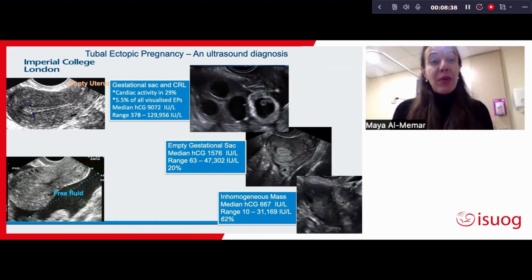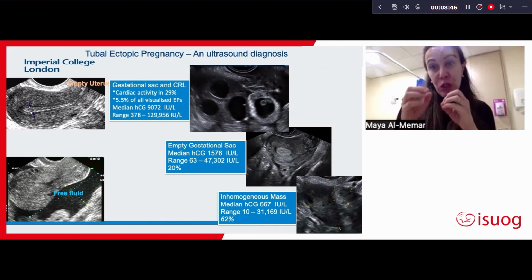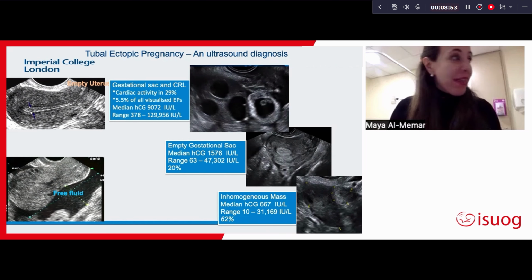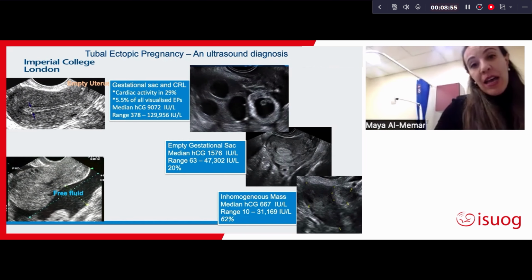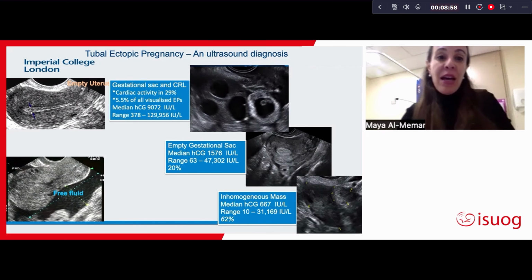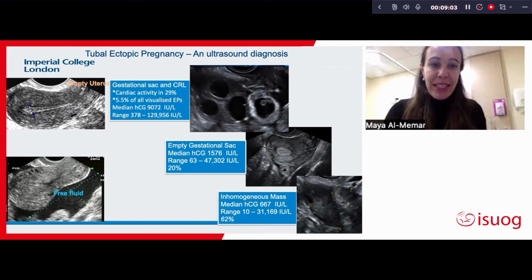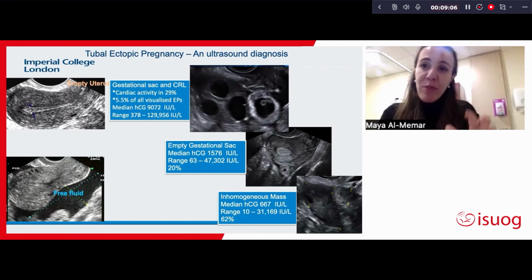Well, what we know is that we often see an empty uterus. The only exception to this is a heterotopic pregnancy, where we see a pregnancy in the uterine cavity and extrauterine, which is exceptionally rare. We then will tend to see a gestational sac and CRL, which is often called a live ectopic pregnancy. And this tends to happen in about 5.5% of all tubal ectopic pregnancies. They tend to have a higher serum HCG. And of those, a percentage will have fetal cardiac activity.